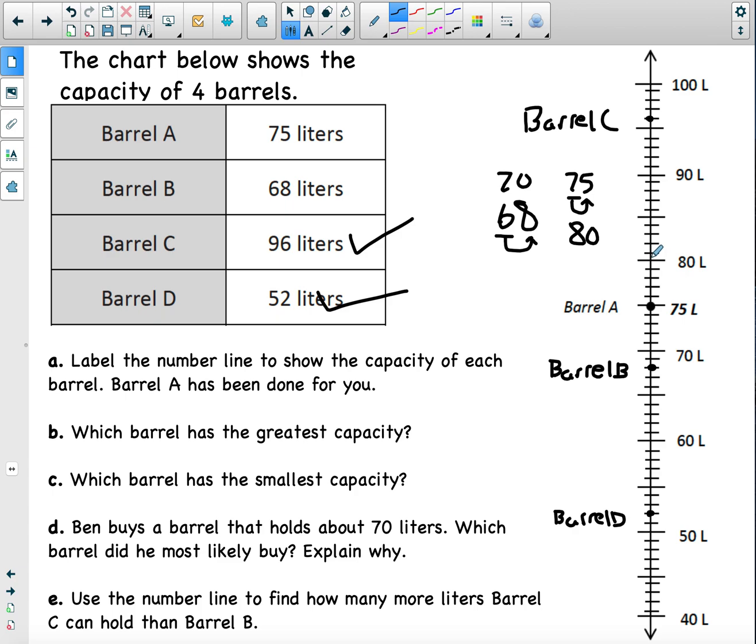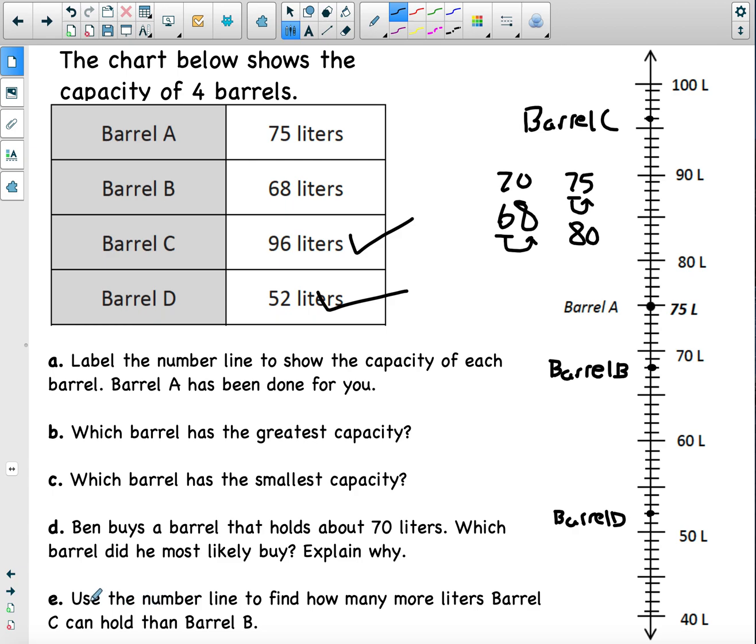So if I'm thinking about estimation, and rounding is a great way to estimate, I'm going to say that barrel B is about 70 liters because it rounds up to 70. Barrel A rounds up to 80, so that's about 80 liters really, not 70. So barrel B makes the most sense for this question, and that's because 68 rounds up to 70 liters.